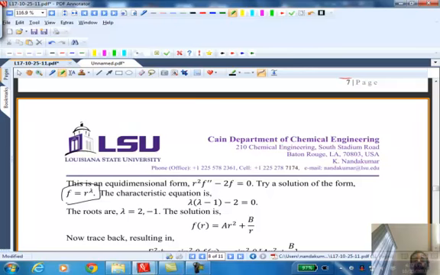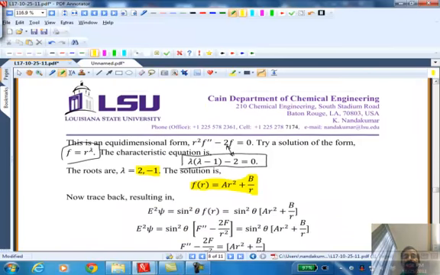Okay, when you do that, you will get the characteristic equation like this: lambda times lambda minus 1 minus 2, the 2 comes from here, is equal to 0. And the two solutions are lambda equal to 2 and minus 1. So the solution is actually a r squared plus b over r. So it's a second order equation. There are two solutions. One is r squared, the other one is r to the power minus 1, or 1 over r. So a and b are the integration constants. So superposition allows you to write the general solution.